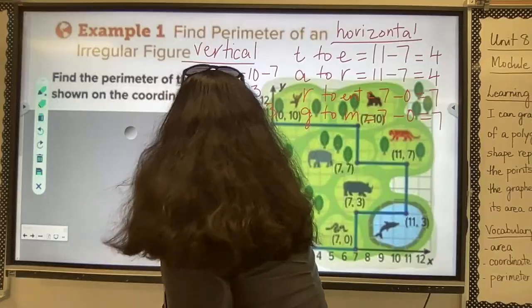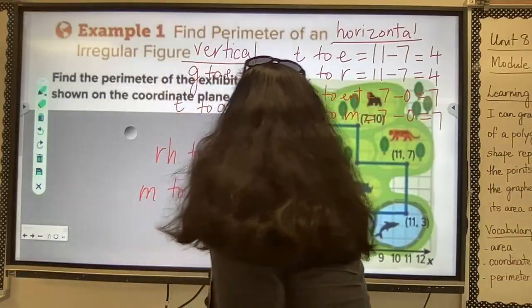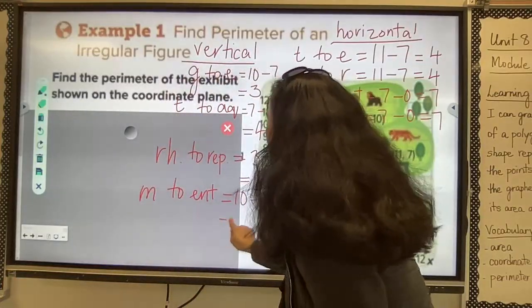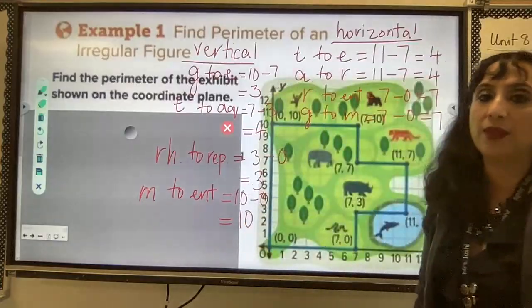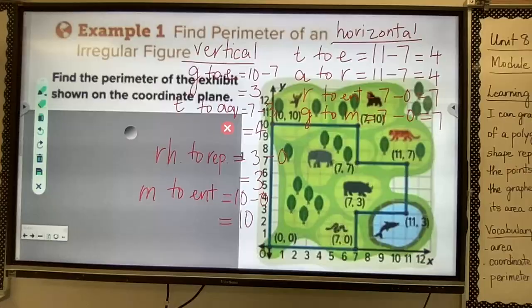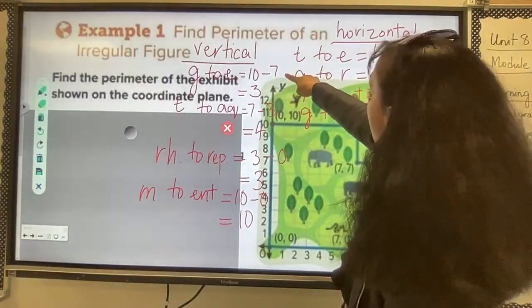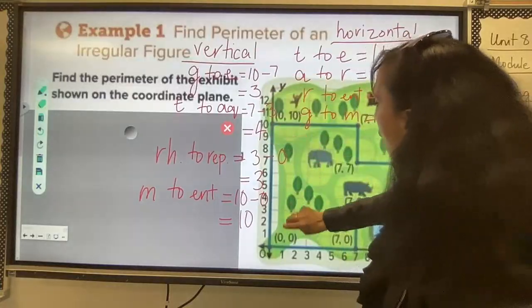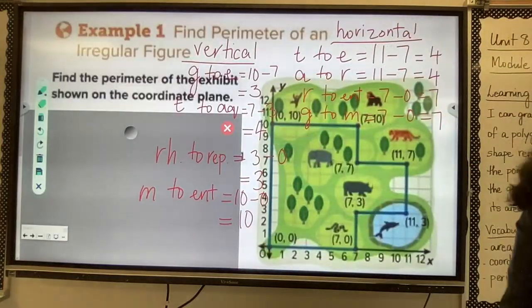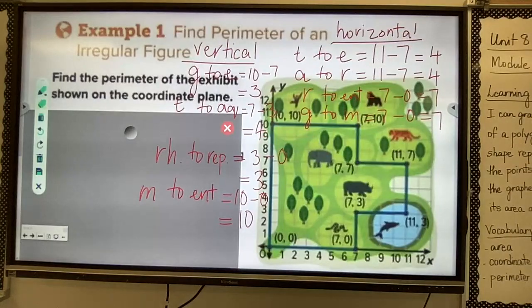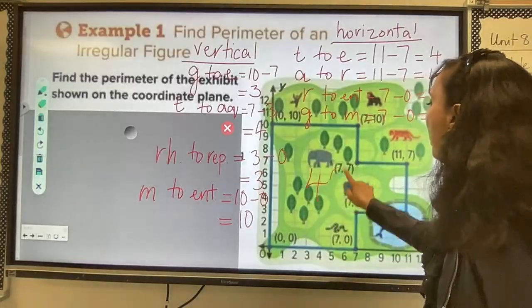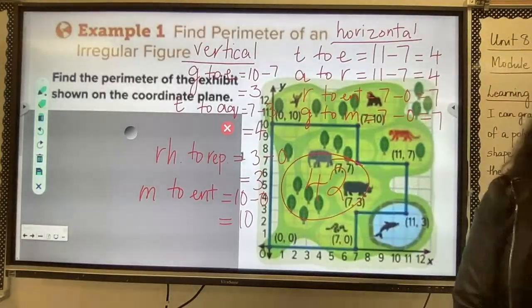Monkeys to entrance is 10 minus 0, which gives me 10. And now when I have all these values, I am just going to add 4 plus 4 plus 7 plus 7 plus 3 plus 4 plus 3 plus 10. And when I add all of these, I am going to get 42 as my perimeter.